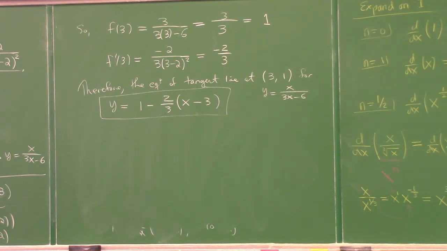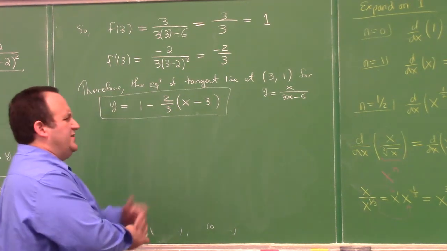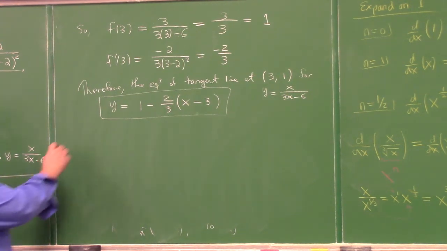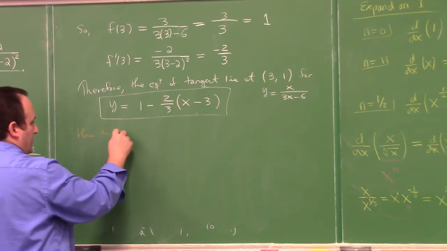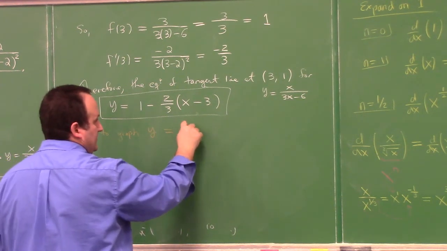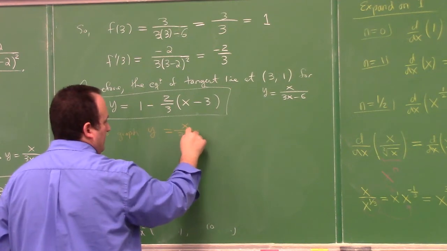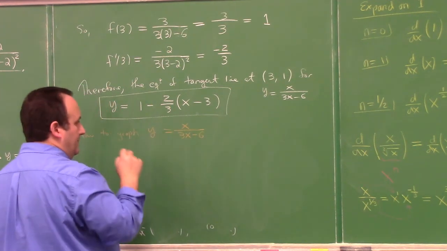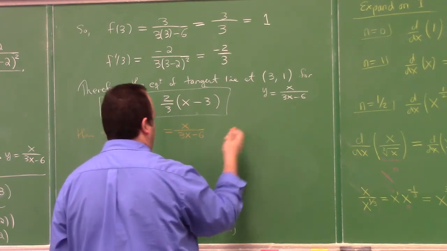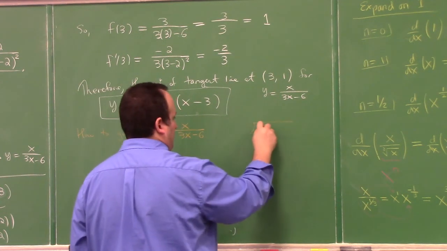Now, if you want me to graph it, I mean, we could, right? How would you graph x over 3x minus 6 anyway? Do you know? Now, what I'm telling you right now is really pre-calculus, right? But what I would do, there's various ways, but you could use long division.